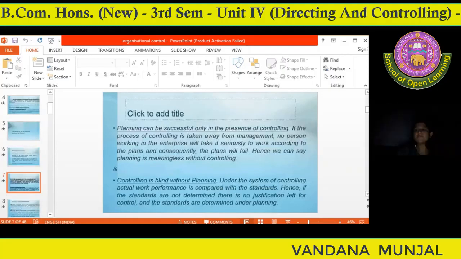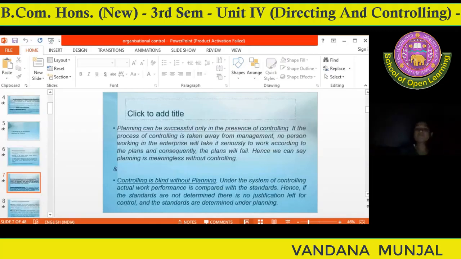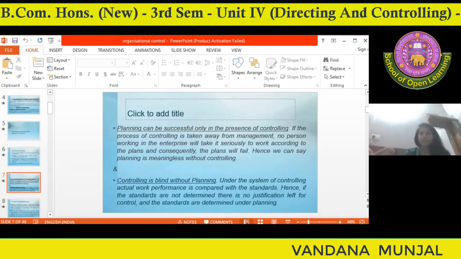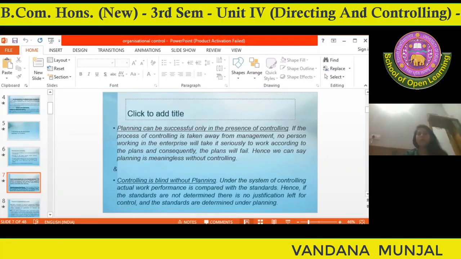So therefore planning is very important when it comes to controlling. Okay, now next is controlling is blind without planning. That means control का कोई purpose ही नहीं है अगर plans नहीं होंगे तो, ठीक है? क्योंकि आपके objectives जो हैं वो पहले advance में set नहीं किए गए हैं and all of that, तो controlling का कोई purpose ही नहीं है अगर plans already laid down नहीं किए गए हैं, ठीक है? If the standards are not determined, there's no justification left for control, and standards are determined under the planning only.